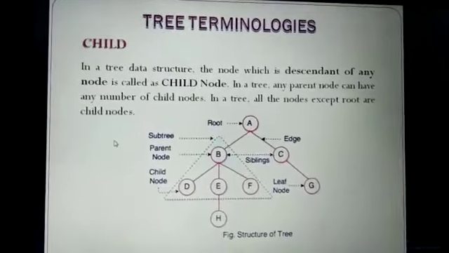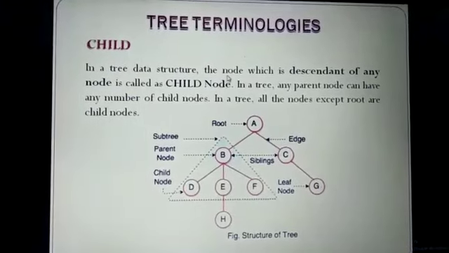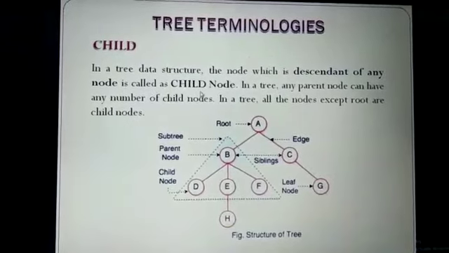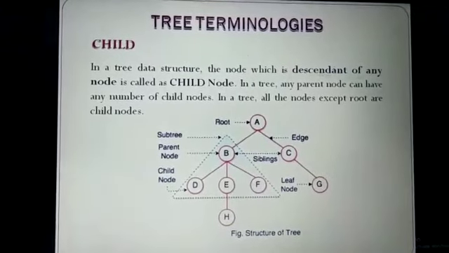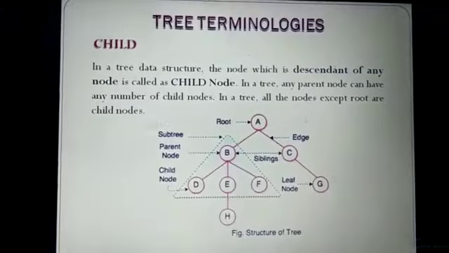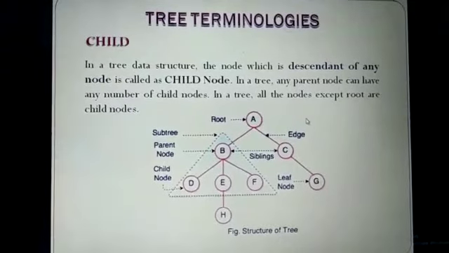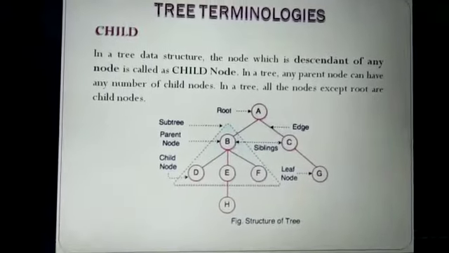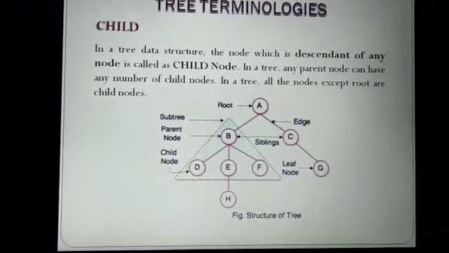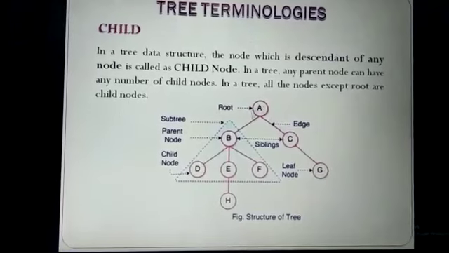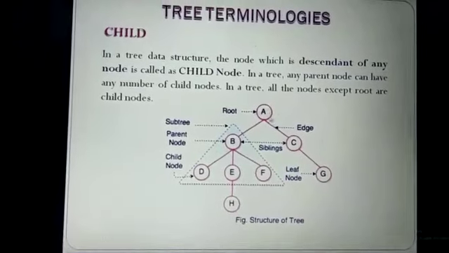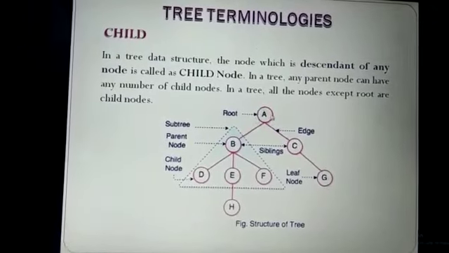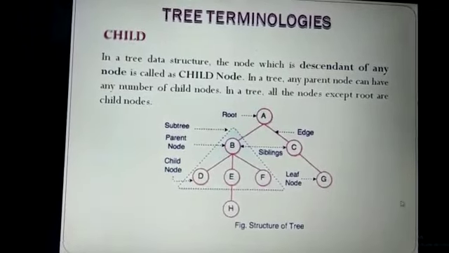Next one, child node. In a tree data structure, the node which is a descendant of any node is called a child node. In a tree, any parent can have any number of child nodes. All the nodes except the root are called child nodes, because the root is the first node.